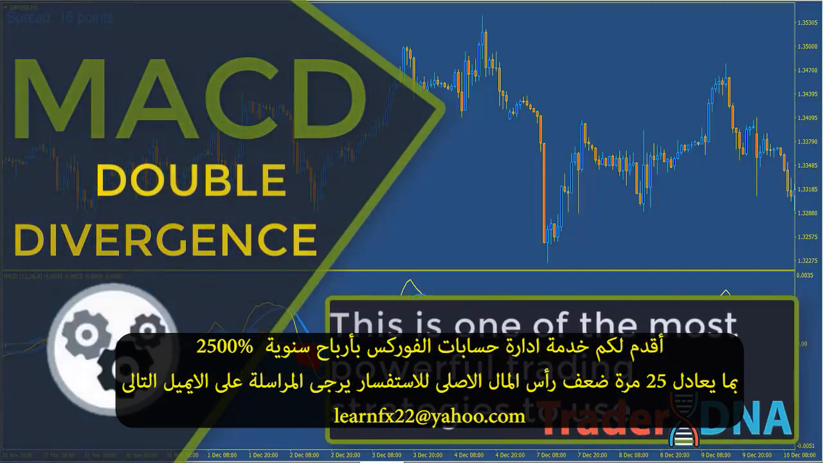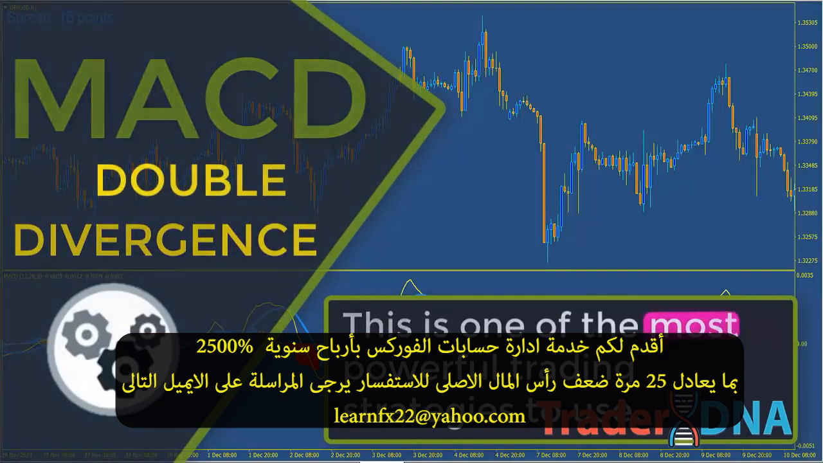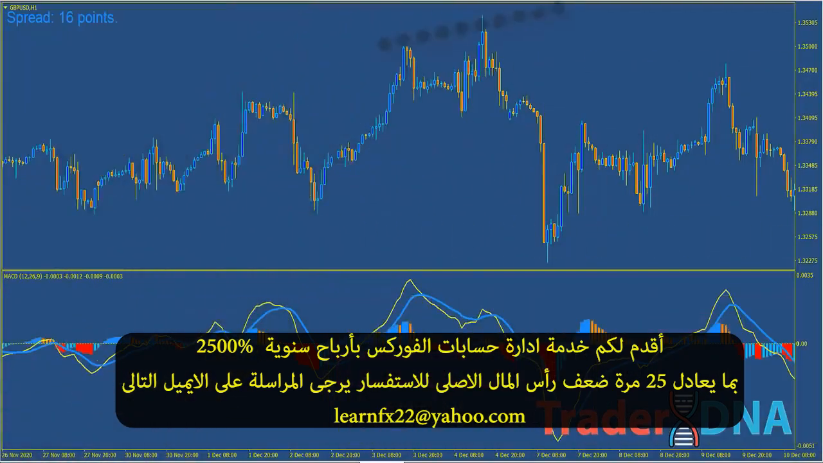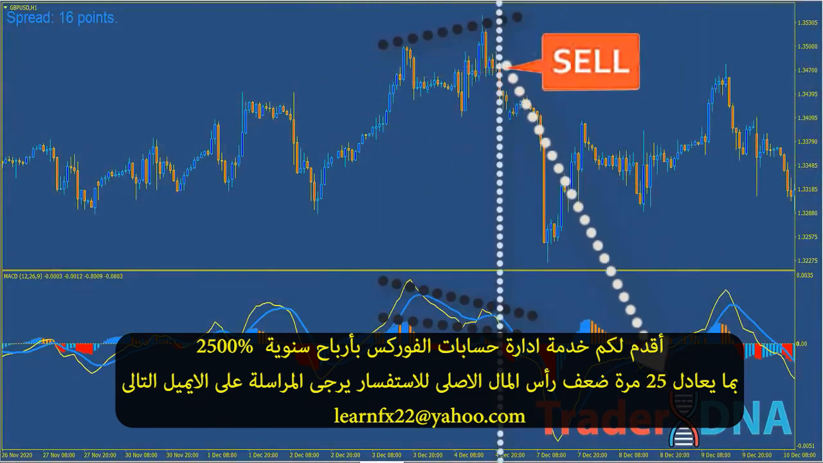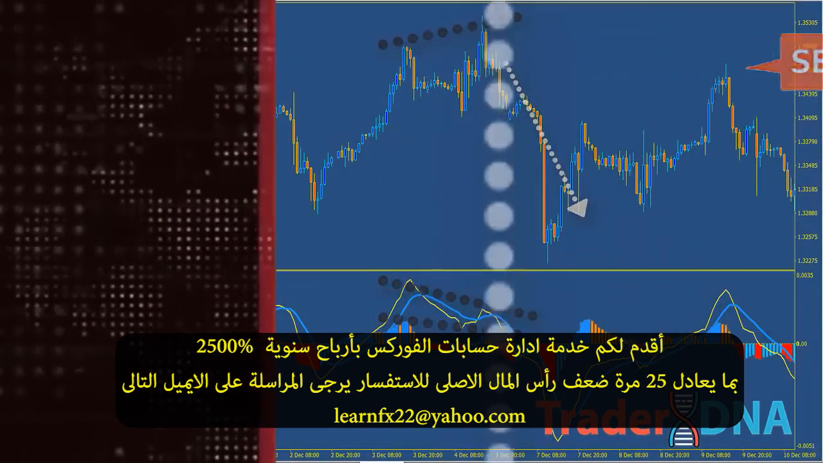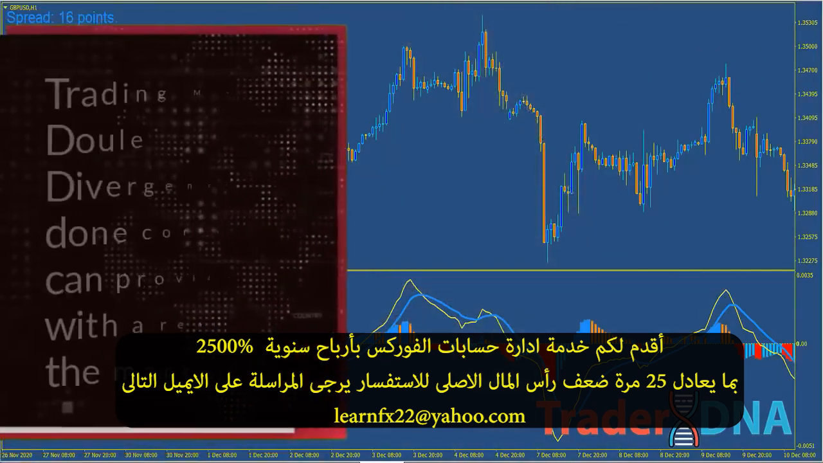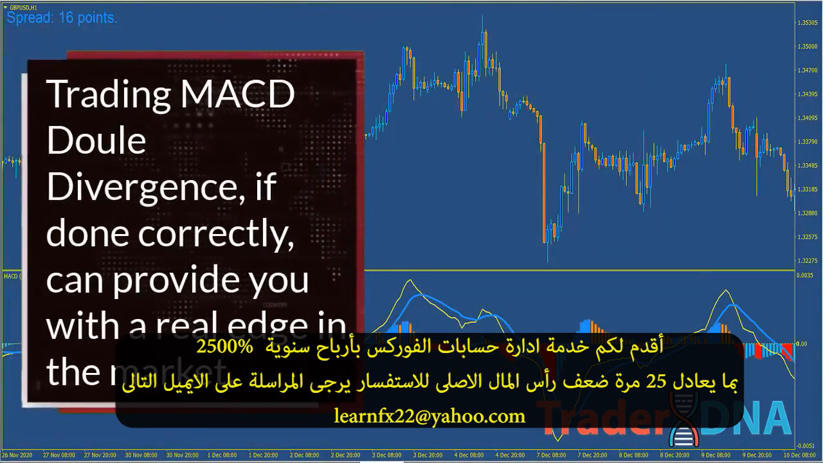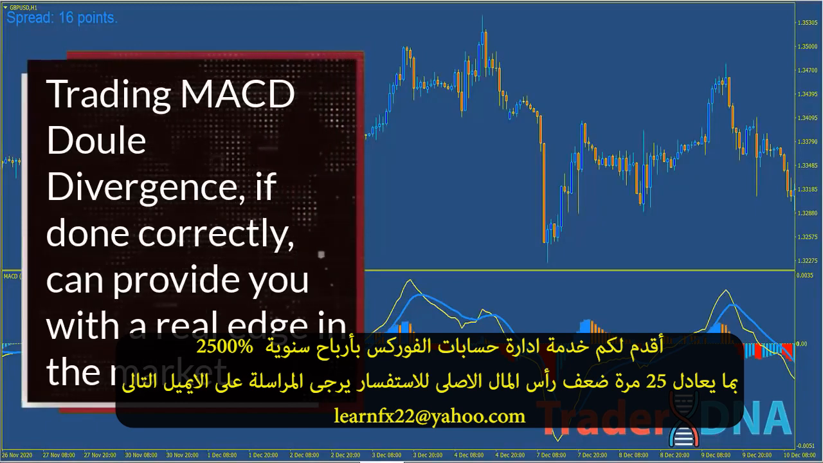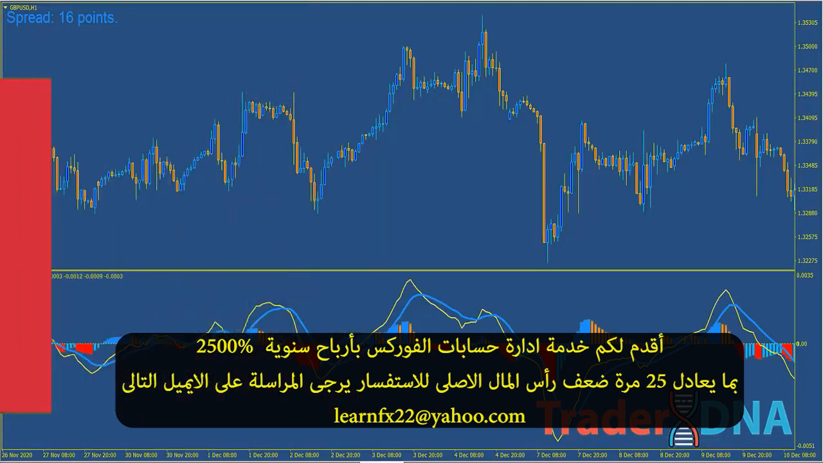You can use the MACD histogram to search for divergences, but also the MACD line and the signal line. The strongest signals appear when there is a double divergence on both the histogram and on the signal and MACD line. This is my favorite way to use the MACD and the most effective way. Trading MACD divergence, if done correctly, can provide you with a real edge in the market. It can be a powerful early indicator of trend reversals when combined with price action. Here are some examples of double divergence.